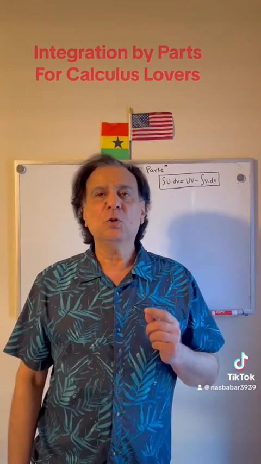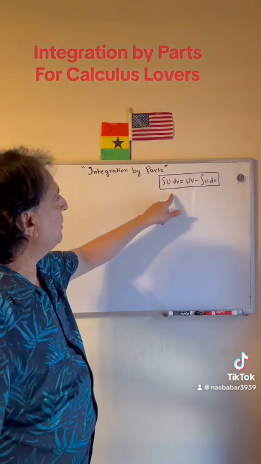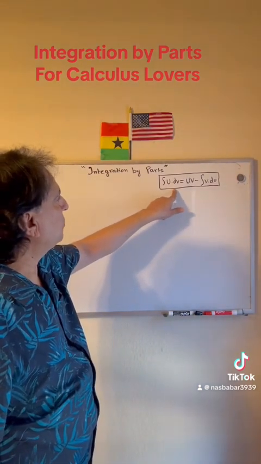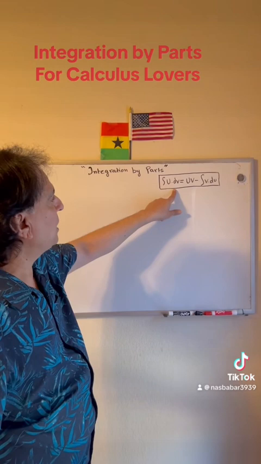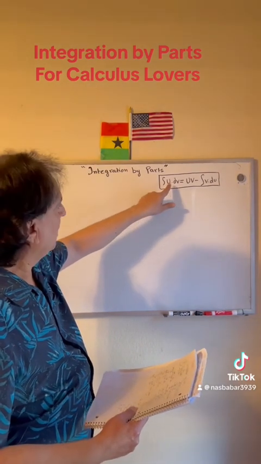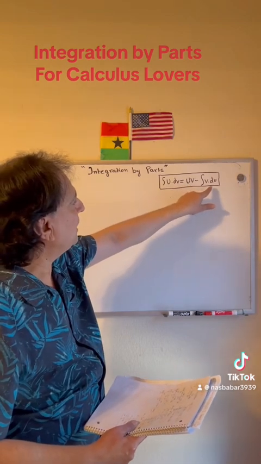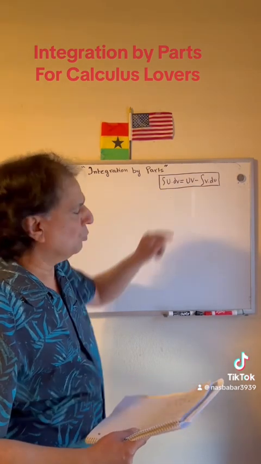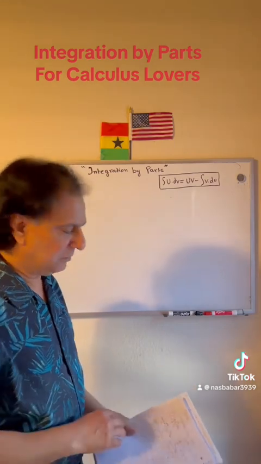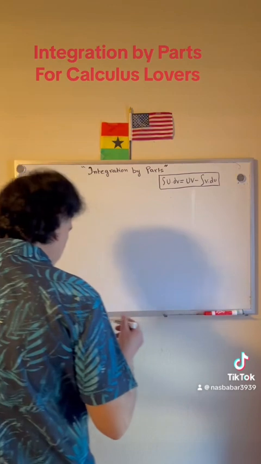Before you walk into the exam room, you have to remember that a really smart mathematician came up with this: the integral of u dv is equal to uv minus the integral of v du. So you have to remember that. Without any further ado, let's look at an example.